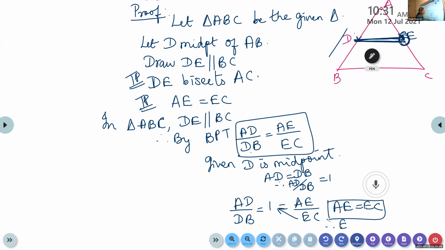Therefore, E is the midpoint. Hence, proved. Hence, we have proved the result. That is what we have to prove. If D is the midpoint on one side and you draw the parallel line, surely the other end will also be the midpoint. Hence, proved. Yes, ma'am. Okay, this is the midpoint theorem. Last year you learned the midpoint theorem. Here, we are using BPT and proving the midpoint theorem.